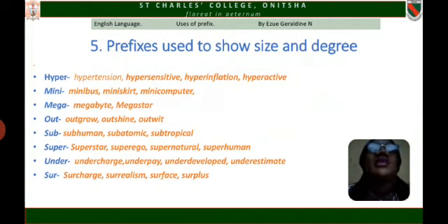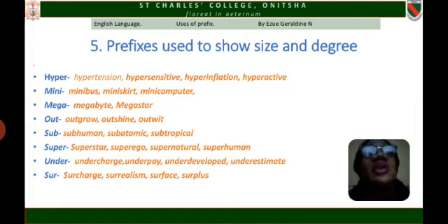Then we have mini, it shows size. Mini means small: minibus, small bus; miniskirt, small skirt; mini computer, like the phone is a mini computer, small computer. Then the Android phone is a mini computer. Then we have mega. Mega means big, very big. Megabyte, megastar. If you're a star, you can be a superstar. Then another person will be a megastar.